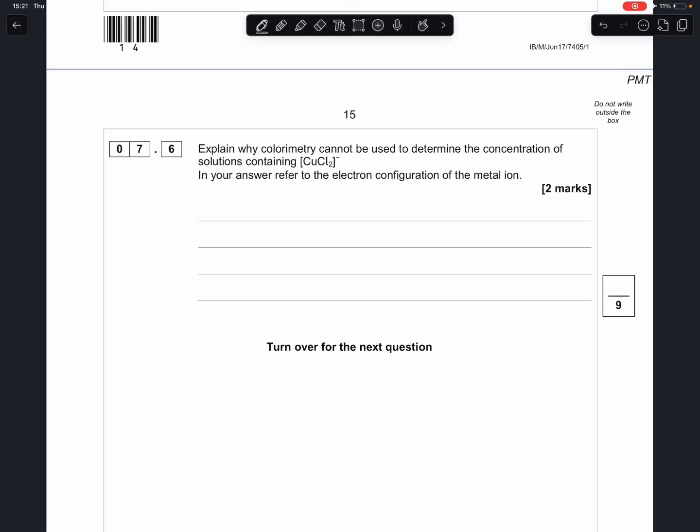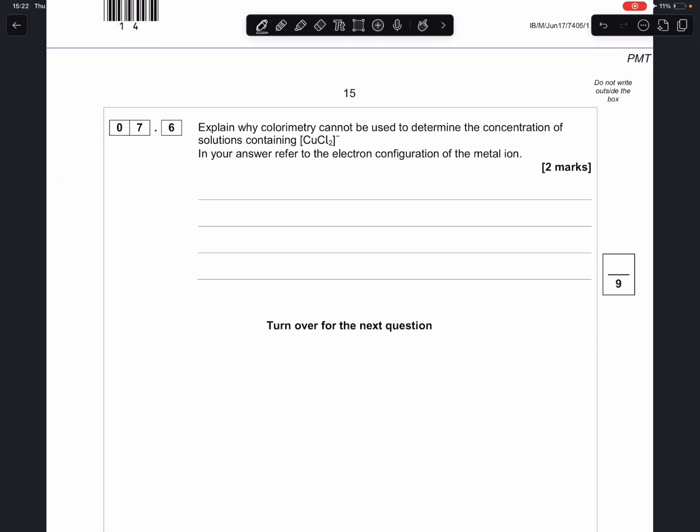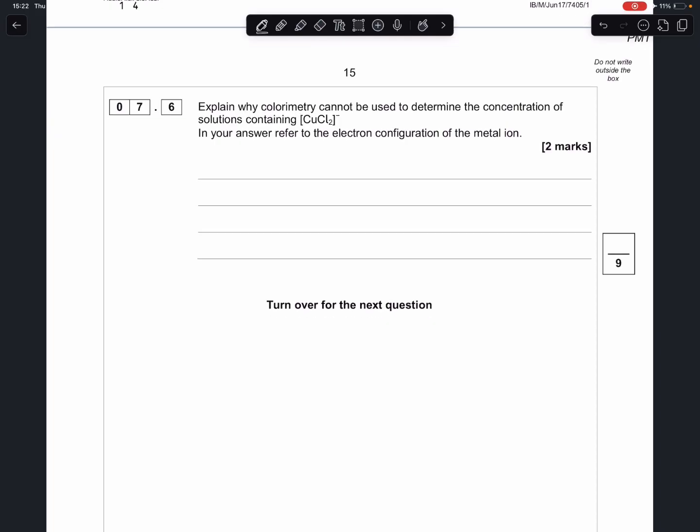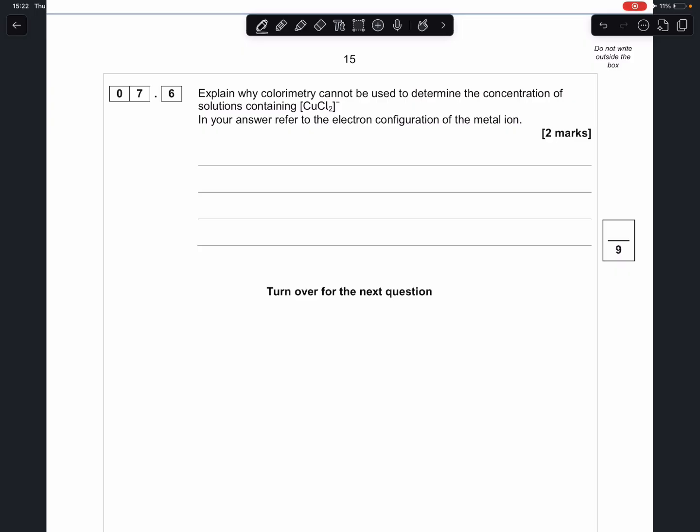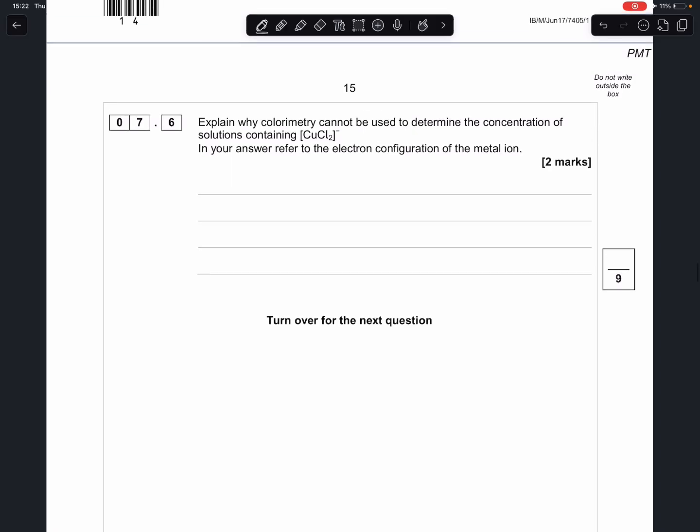Explain why colorimetry cannot be used to determine the concentration of solutions containing CuCl2-. In your answer, refer to the electron configuration of the metal ion. So, to measure the colour of something, colorimetry, we need to have a transition metal, because transition metals are coloured. And if the definition of a transition metal is something that forms a stable transition metal ion with an incomplete d subshell, we need to use that definition to determine whether or not this has a colour.